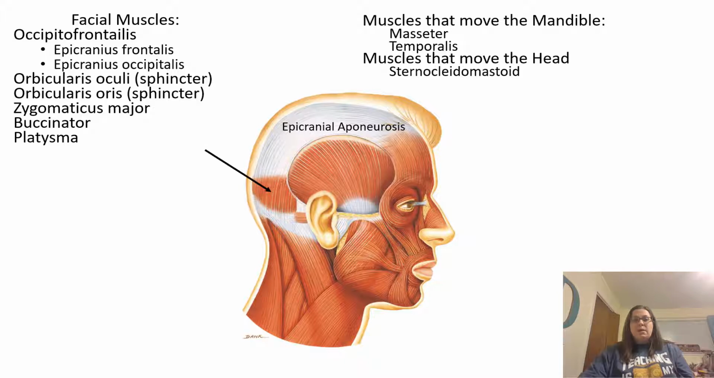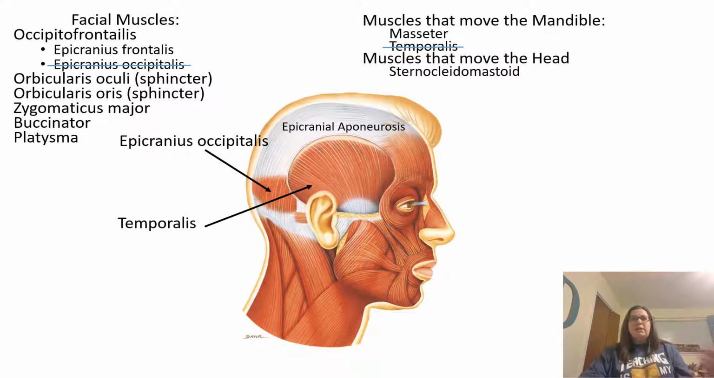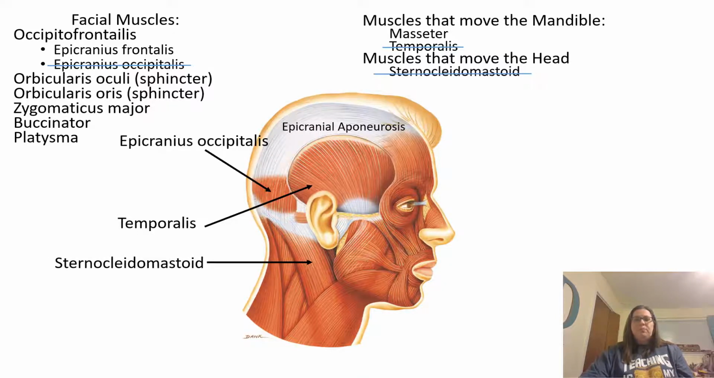So this back muscle that we see here that's right on your occipital bone is going to be the epicranius occipitalis. On the other hand, when we look at the one that's covering the temporal bone, this is going to be the temporalis. All right, so you see why we learned certain bones? Because the muscles are going to coordinate. We also see this particular muscle that runs down the neck, which is going to help you move your head, is the sternocleidomastoid. Okay, the one that's flat on the neck is going to be the platysma.